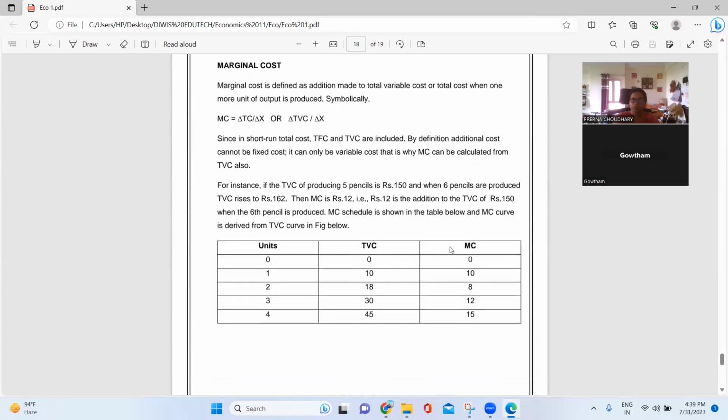Now, what is marginal cost? It is the change in TC upon the change in units. Simple. Or you can say TC(n) minus TC(n-1). Marginal cost is defined as the addition made to the total variable cost or total cost when one more unit of output is produced.